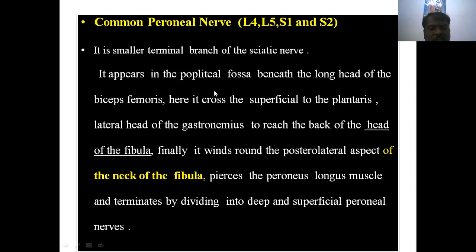It appears in the popliteal fossa. It crosses to the lateral side, that is the head and neck of the fibula, and goes to supply the peroneal compartment: peroneus longus, peroneus brevis, peroneus tertius. These are the muscles supplied by this common peroneal nerve. If there is compression at the neck of the fibula, foot drop may happen. We lose the dorsiflexion of the foot.